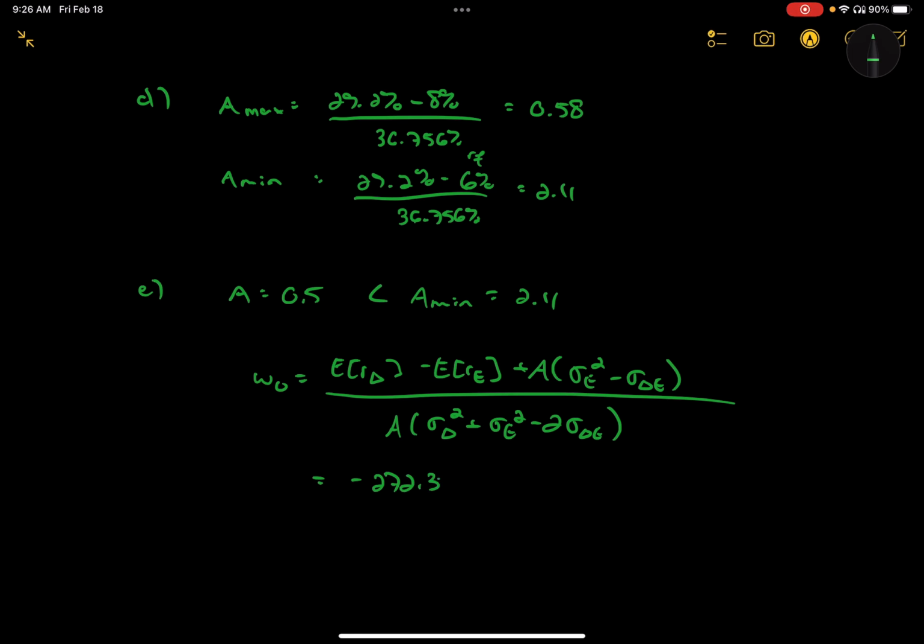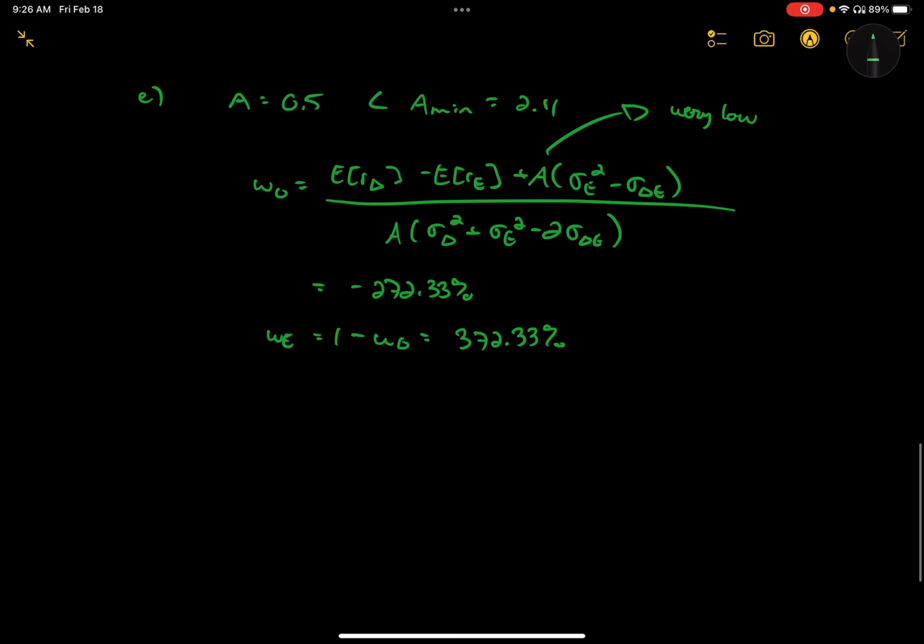So replacing the values in that formula, we find for asset D, we want a short, and we want to put in 300% in the most risky asset. And that's because our risk aversion is very, very low. So this is what we want to put in asset D, and this is what we want to put in asset E.